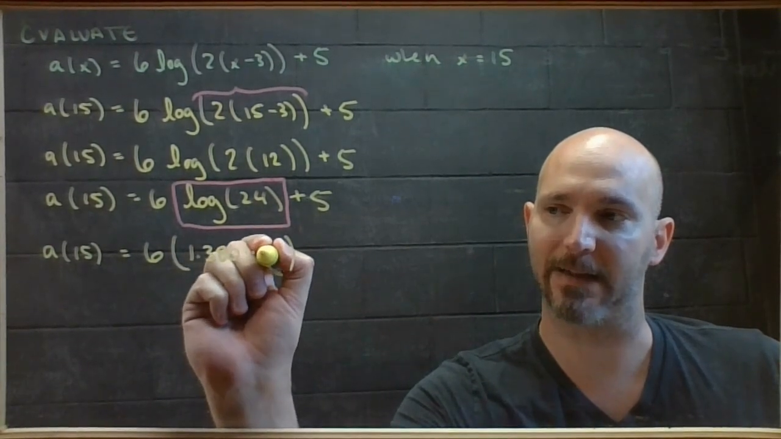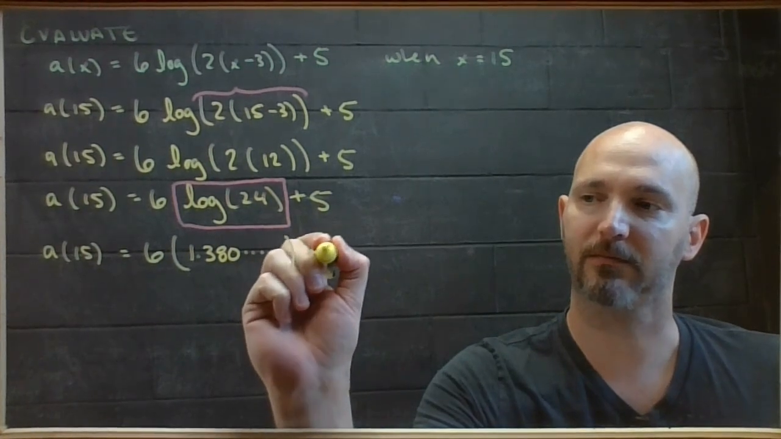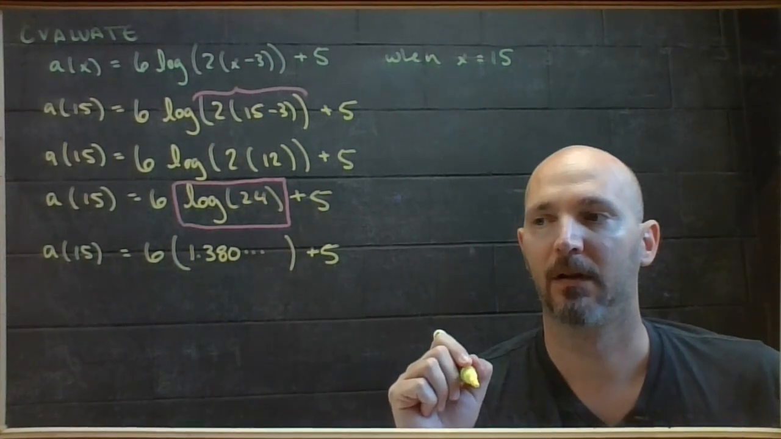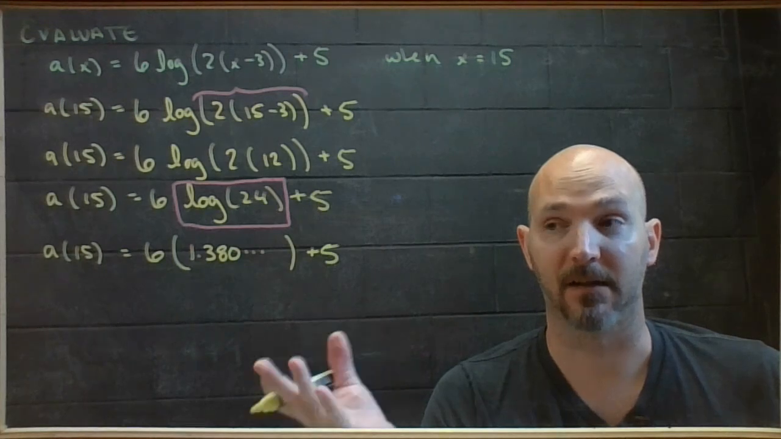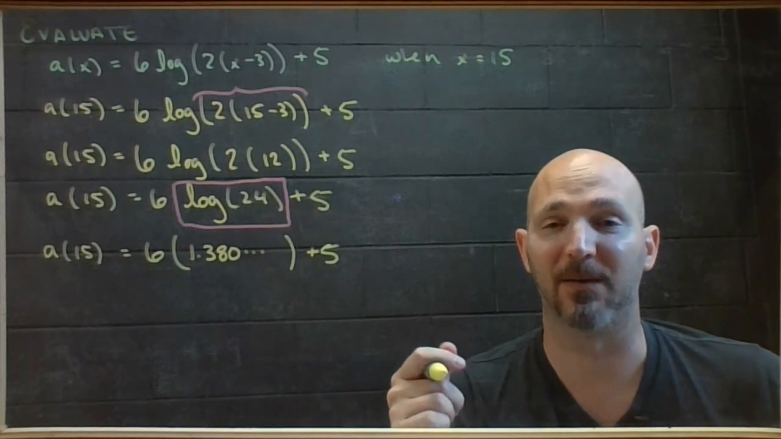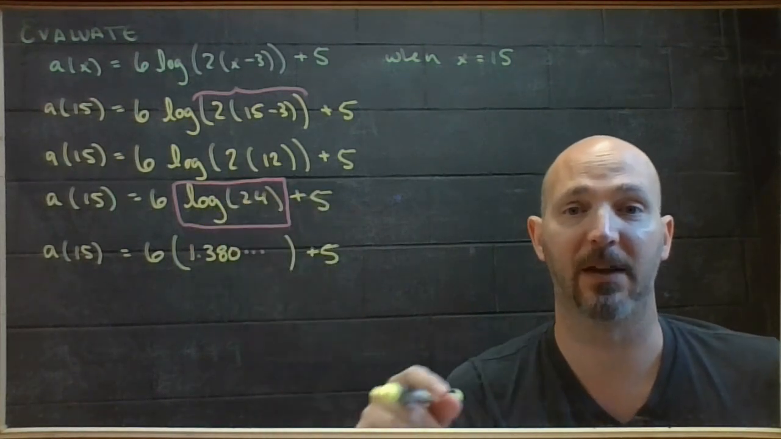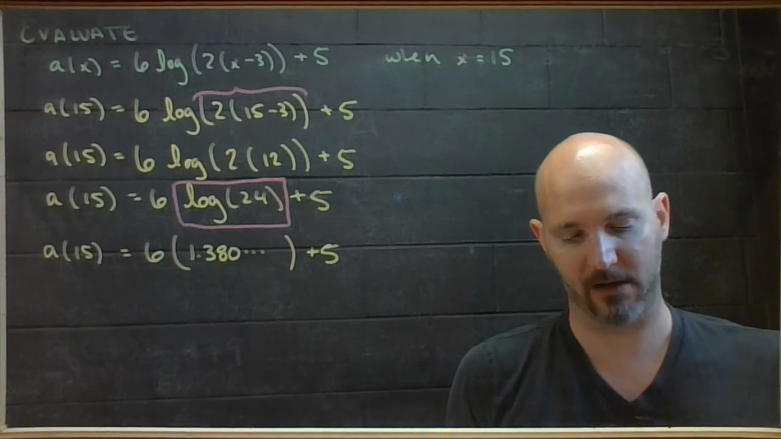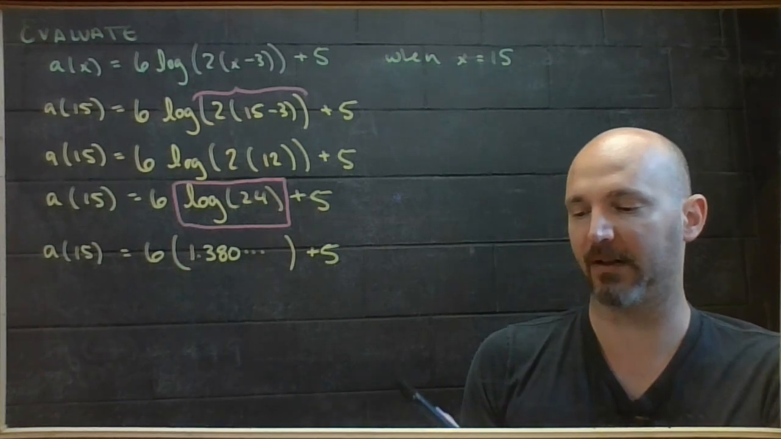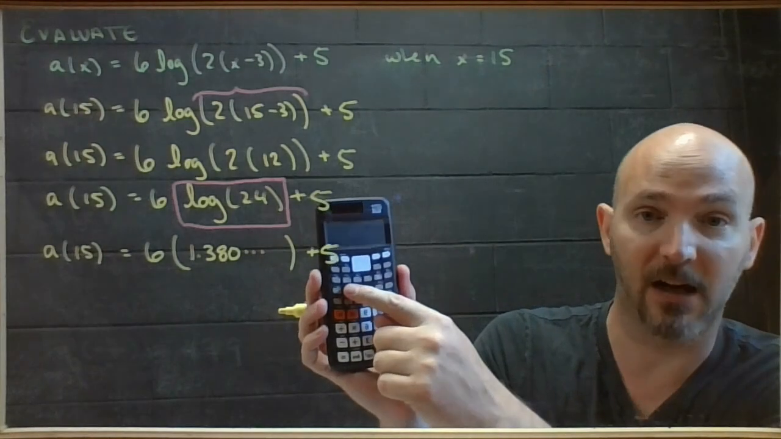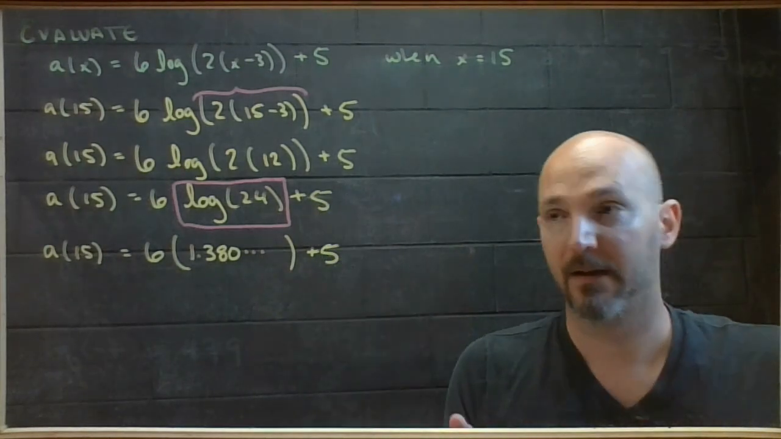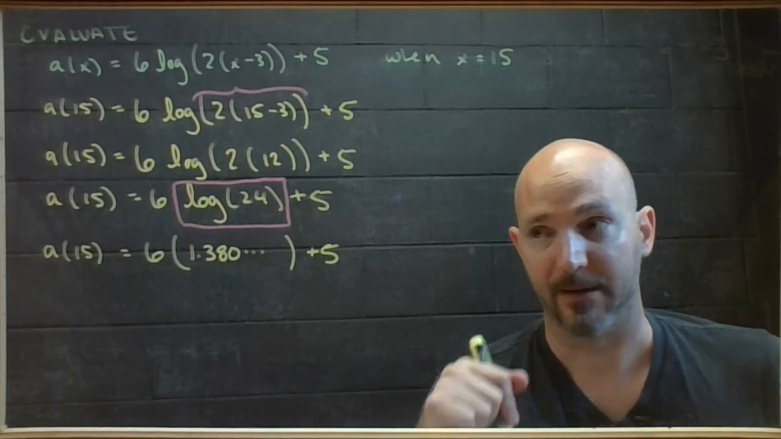1.380. And that's it. That was the only thing that was new because it was a logarithm. I had to use my calculator and find the button on it that said log. So if you have a calculator and you can zoom in on her, there she is, the log button, L-O-G. Then you can do this.